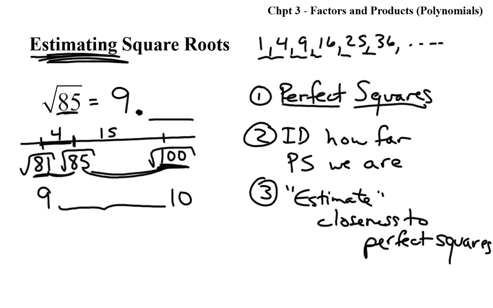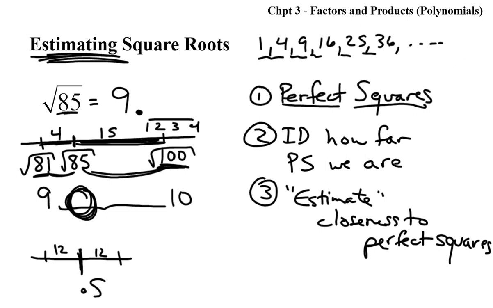We see we're 4 away from 81, but 15 away from 100. So we're way closer to the 9 than the 10. So we know that our estimate, because we're so much closer, we're closer on that end, this number is going to be a 1, a 2, a 3, or a 4. If it was right in the middle, let's just say it was a 12 and a 12 away. Well, our estimate would be 0.5 because it's right in the middle of our two perfect squares.